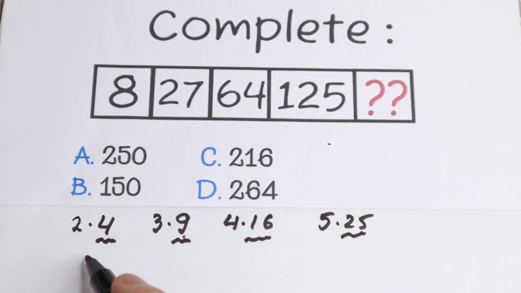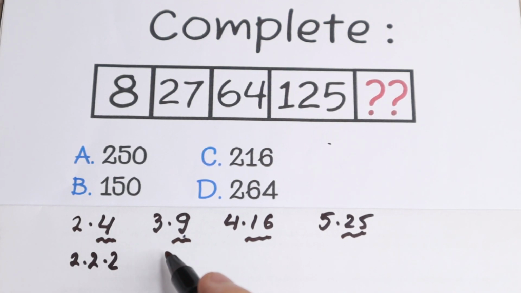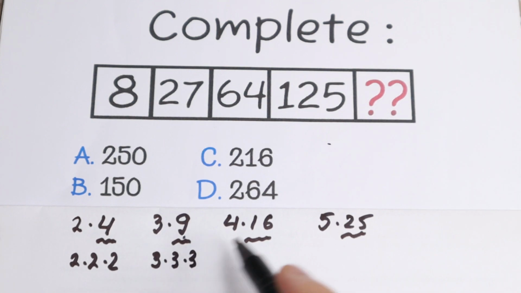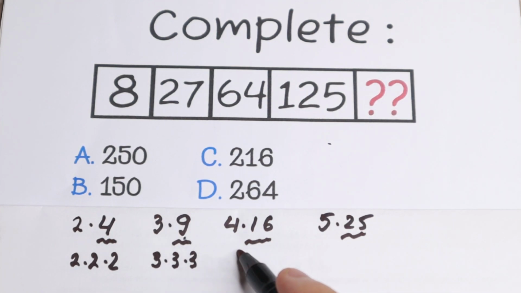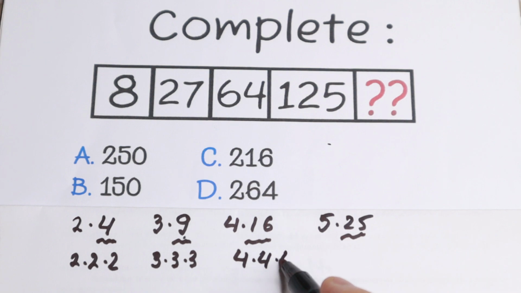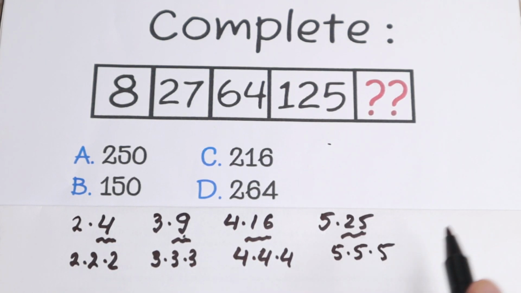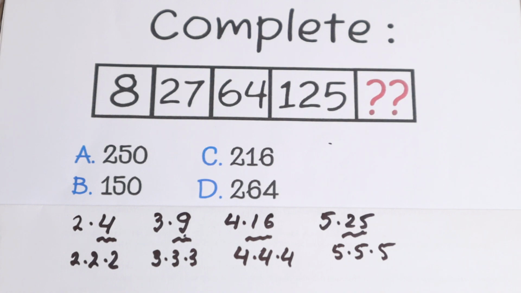So we can write this 4 as 2 times 2, so 8 is 2 times 2 times 2. This 9 as 3 times 3, so with this 3 we will have 3 times 3 times 3. Right here 4 times 4 times 4, and right here 5 times 5 times 5. So we just wrote it in another way. But why is this good for us?